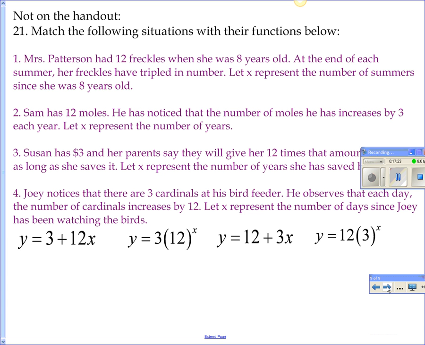All right, last one. We need to write function rules for each one of these. Number 1. Miss Patterson had 12 freckles when she was 8 years old. At the end of each summer, her freckles have tripled in number. Let X represent the number of summers since she was 8 years old. Chad, help me write a Y equals for this first one. What would my Y equals be? Very good.